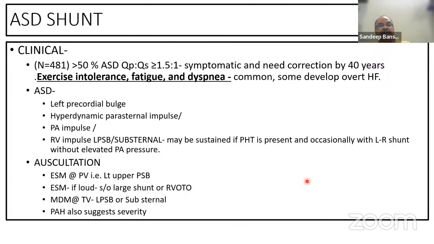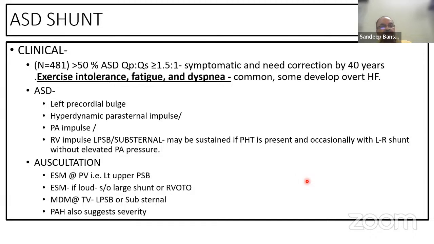The right ventricular impulse is important, and this right ventricular impulse is felt in the left parasternal region or in the substernal region. And this may be sustained if pulmonary hypertension is present. Occasionally, it may occur just because of increased flow, leading to elevated PA pressure.